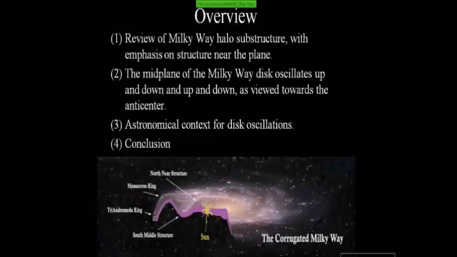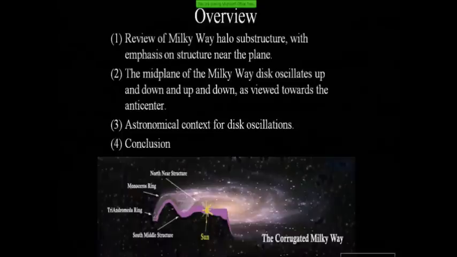Here we go. The important thing is that the midplane of the Milky Way disk oscillates up and down as viewed towards the anticenter. So if you're at the sun and you're looking away from the galactic center, the disk goes up and down and up and down. That's not to scale, but this is the idea. The disk goes up and down and up and down. Okay? That's what you're going to take away from this. And so a lot of this talk is going to be me convincing you that that's the case.